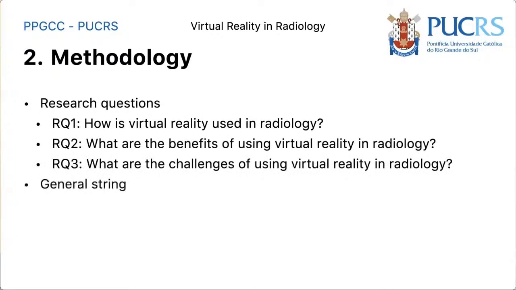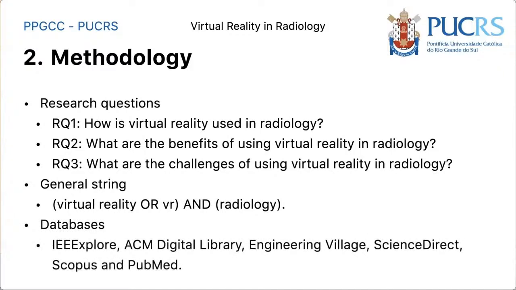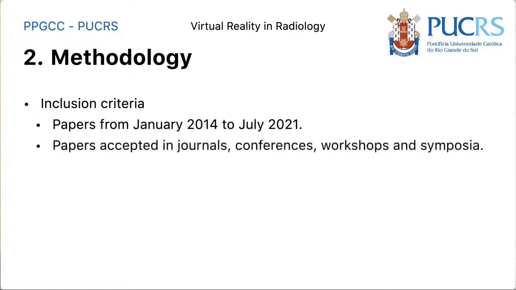As for our general string, we created "virtual reality or VR and radiology." And the databases we decided to explore were IEEE, ACM, Engineering Village, Science Direct, Scopus, and PubMed. In order to filter out the amount of papers we would obtain from the electronic databases we've just presented, we decided to only include papers from January of 2014 to July of 2021, papers accepted in journals, conferences, workshops, and symposia, and papers written in English.